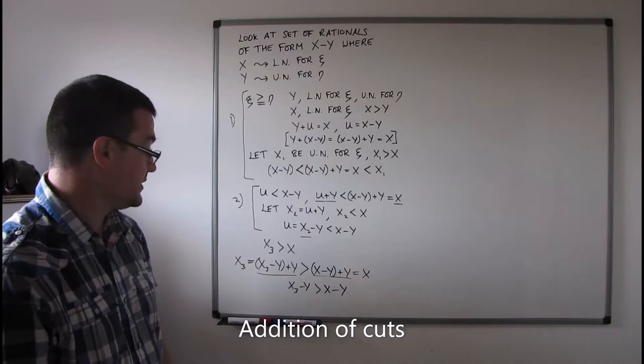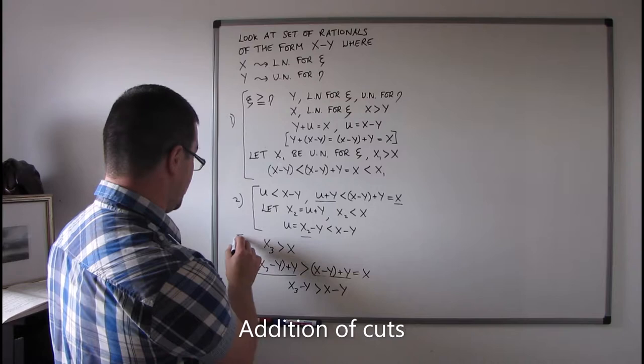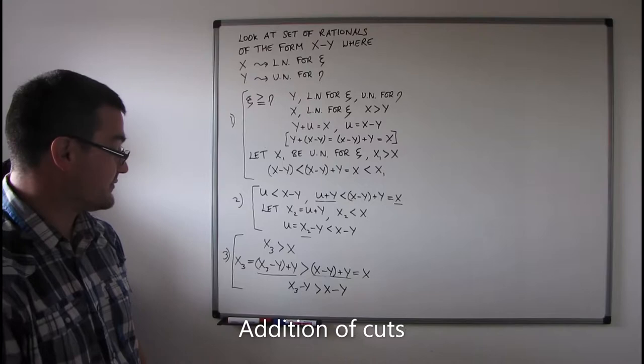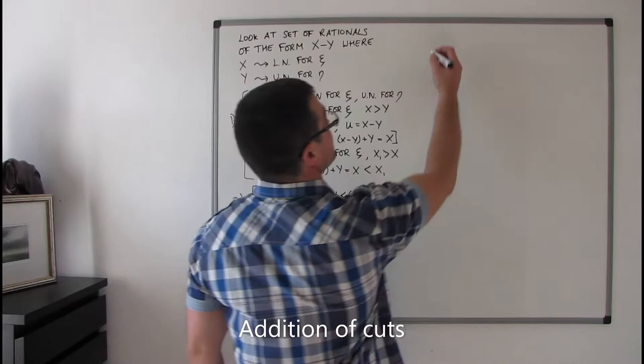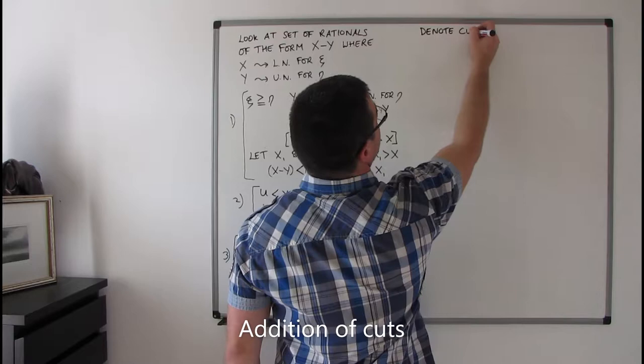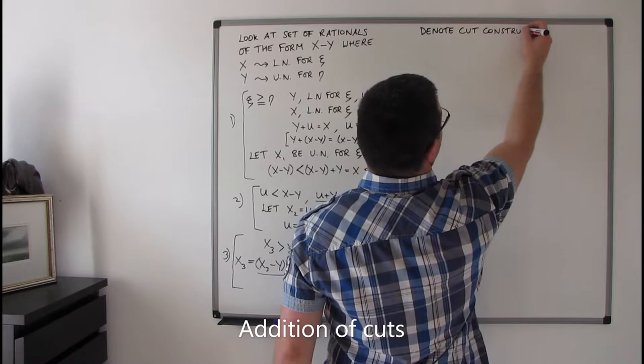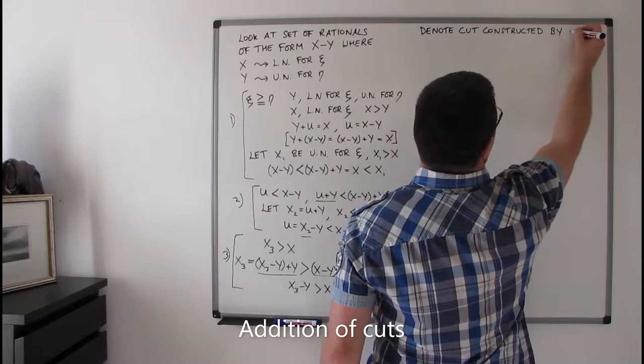So that gives us the third part of our definition for a cut. Therefore, our set is indeed a cut. Okay, so the cut that we've just constructed, we're going to denote as follows. So denote the cut just constructed by nu.